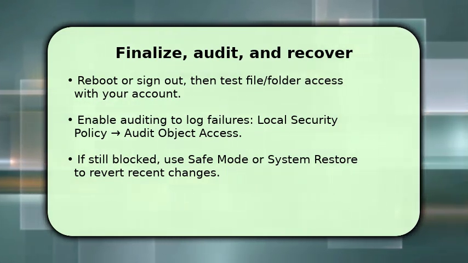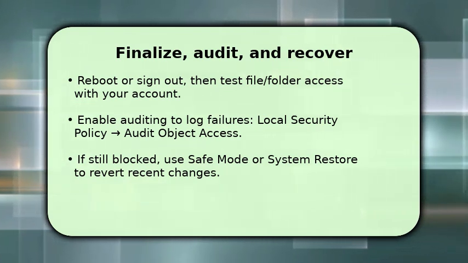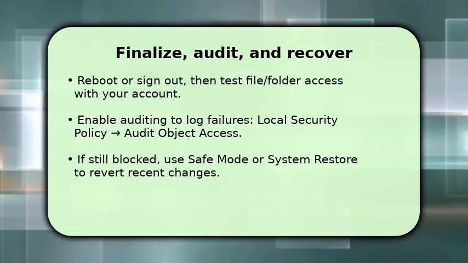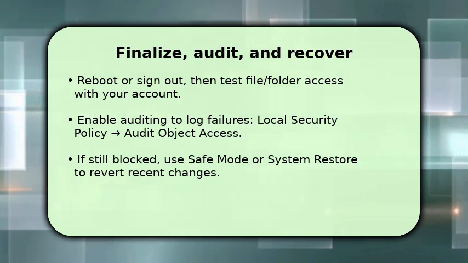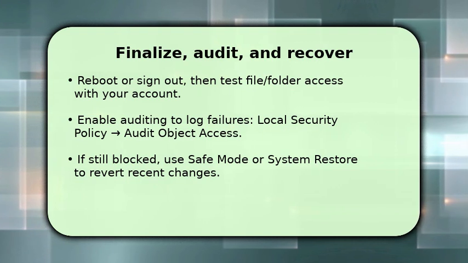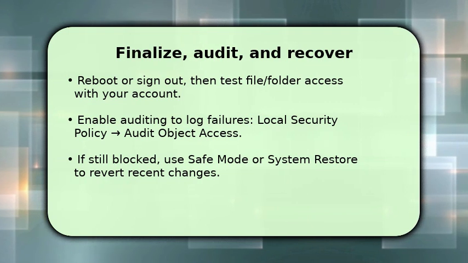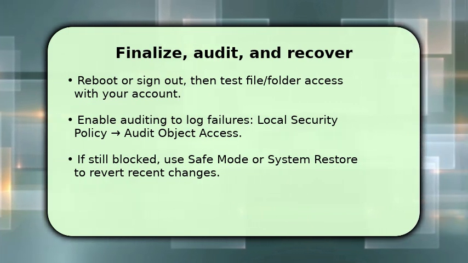If you want to catch lingering issues, enable Audit Object Access so Windows logs failures. This helps you see which SIDs or processes still get denied. If access remains blocked, boot into safe mode to adjust permissions without third-party interference. Or, if needed, use System Restore to roll back recent problematic updates.